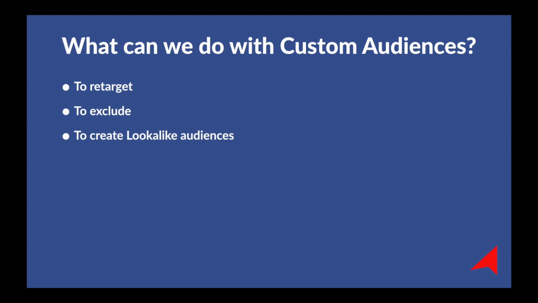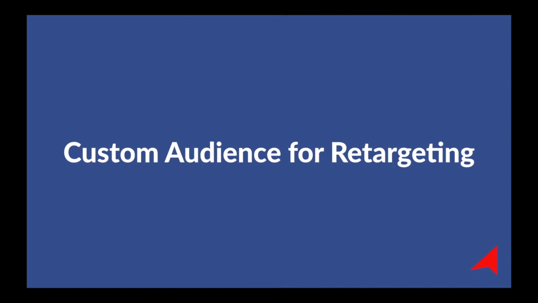So fundamentally, these are the three types of methods that you can use custom audiences, but there are certain things that we want to look into. So first, we look at custom audiences for retargeting. What should we look at when we are creating custom audiences for retargeting? First, we want to aim for the right action. The quality of it is really important.